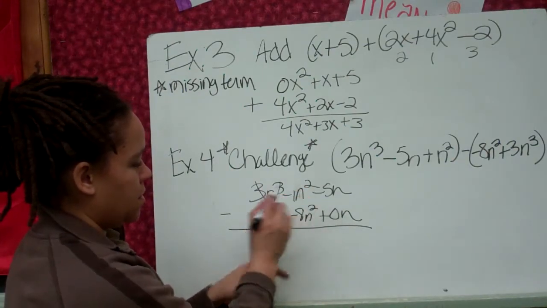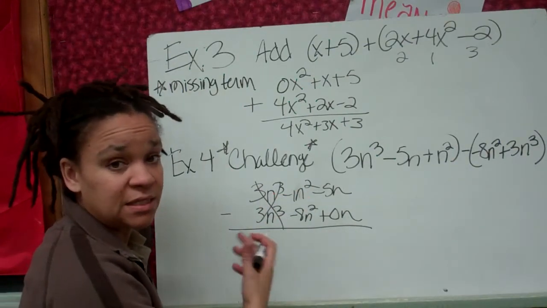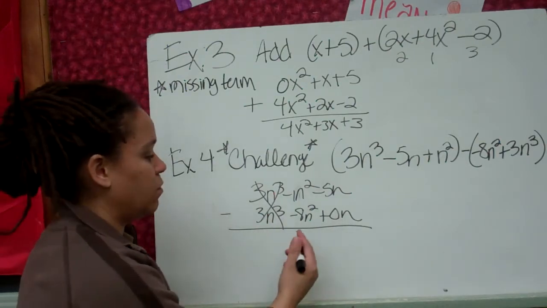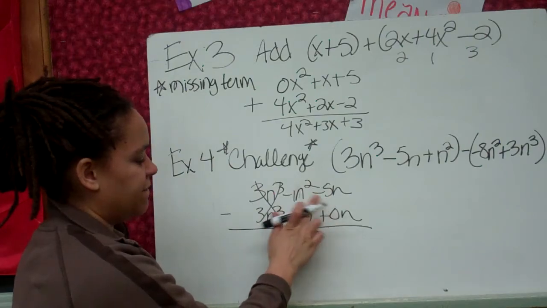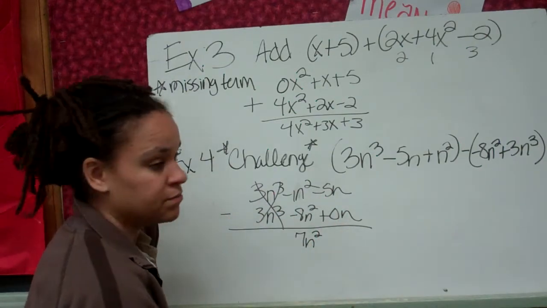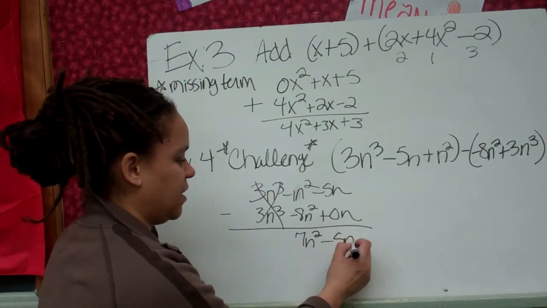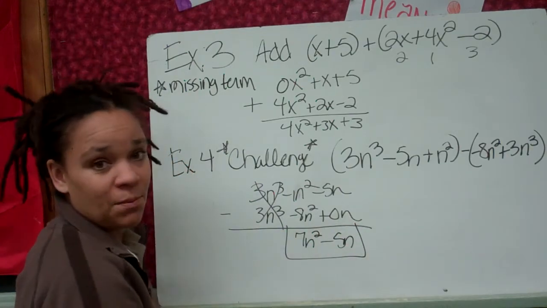Negative 1 minus negative 8. That means negative 1 plus 8, which is going to be 7n squared. Negative 5 minus nothing is still going to be negative 5n. Hopefully that's what you ended up with.